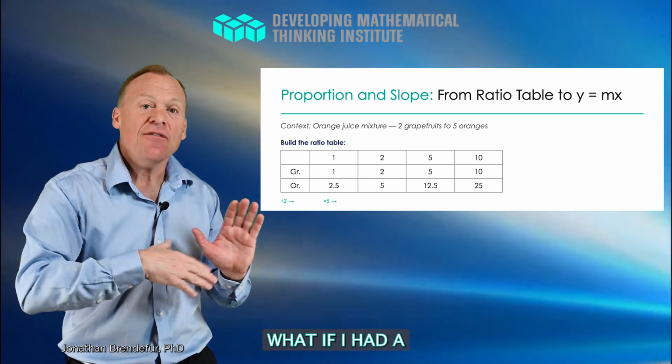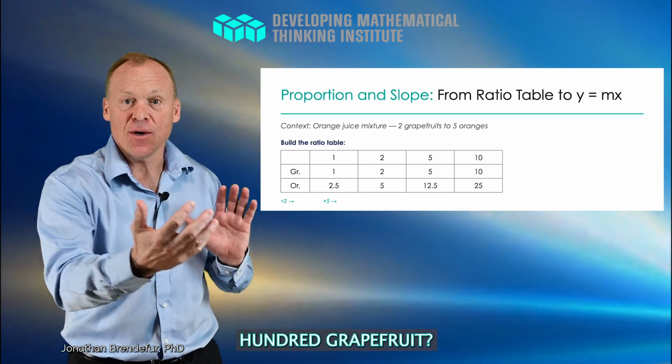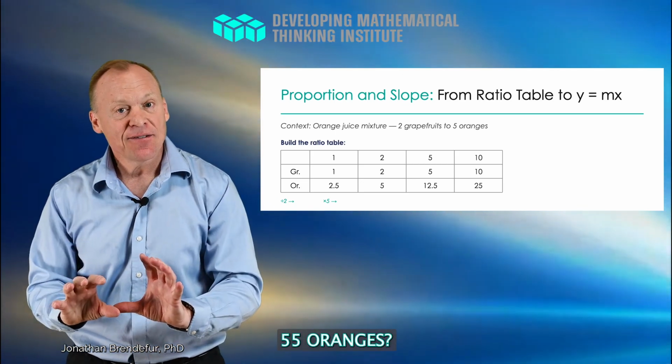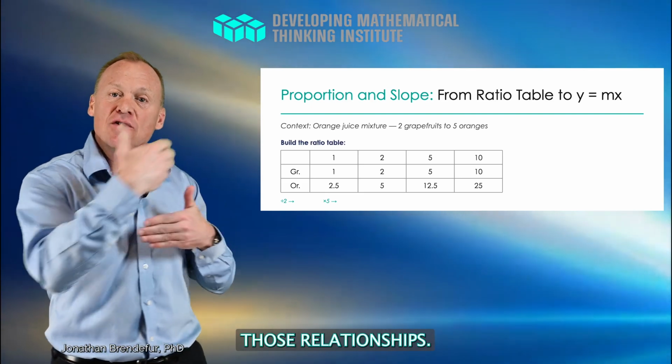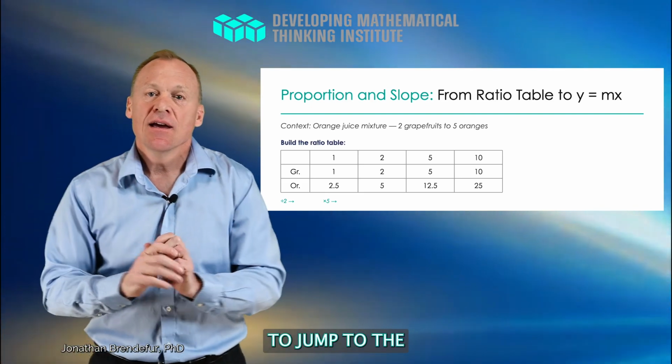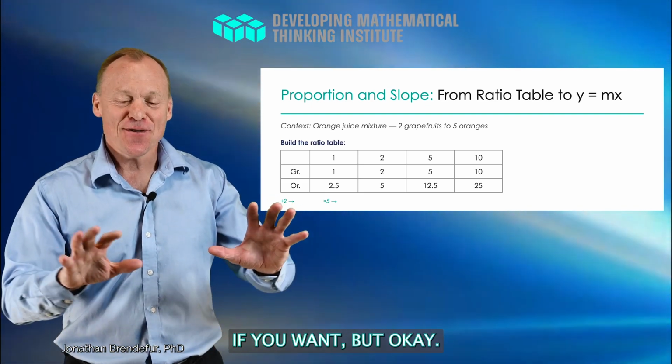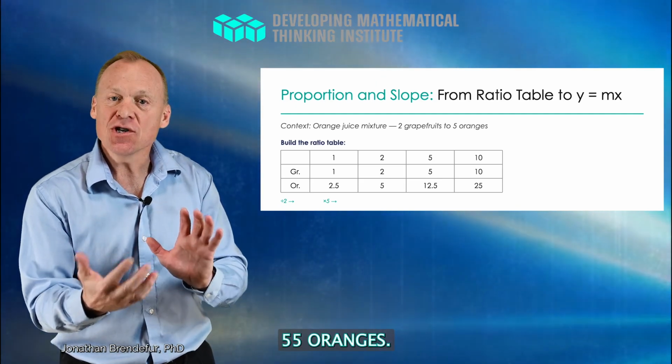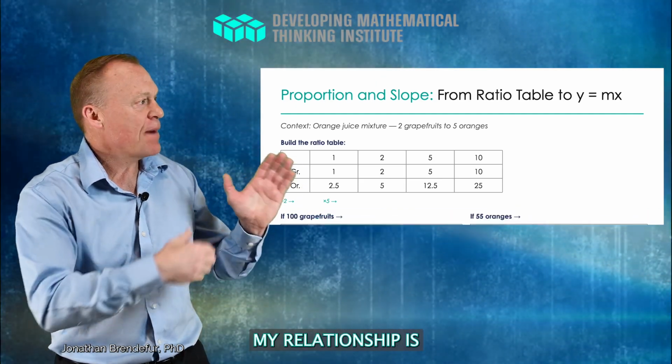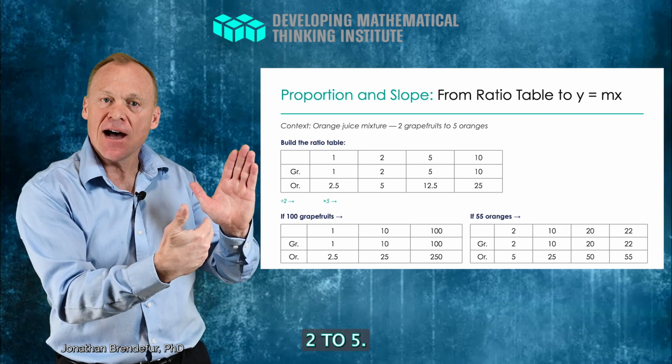And then I could say, well, what if I had 100 grapefruit? What if I had 55 oranges? So you can look at those relationships. You can work on these yourself if you want, but if we have the 55 oranges, I already know my relationship is 2 to 5.